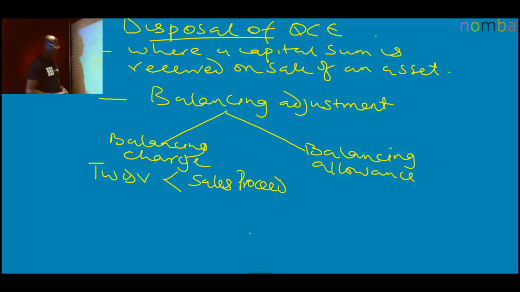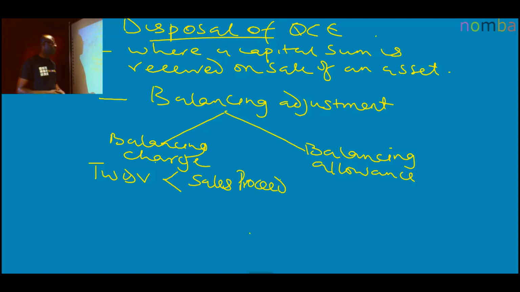Okay, and you always compare it with the sales proceeds. So, that's balancing charge. So, what happens? It is an income, so it is added to the assessable profit. In fact, it is added first before you take away your losses. Right? You add it first, then the loss goes down, if there is any loss.